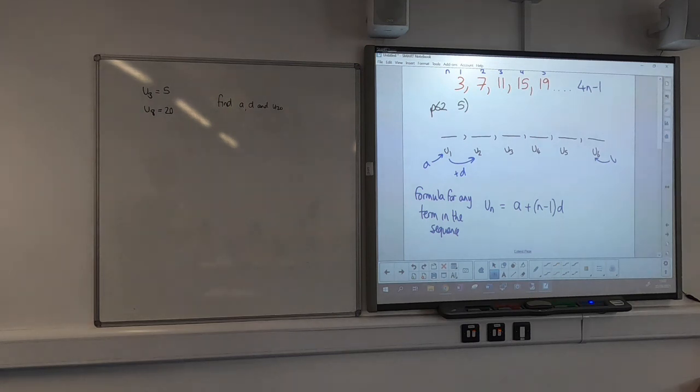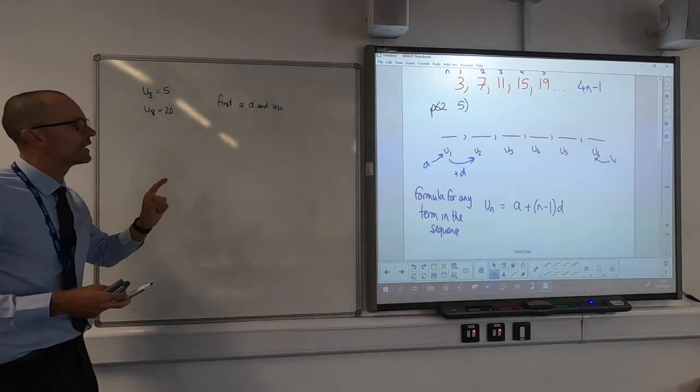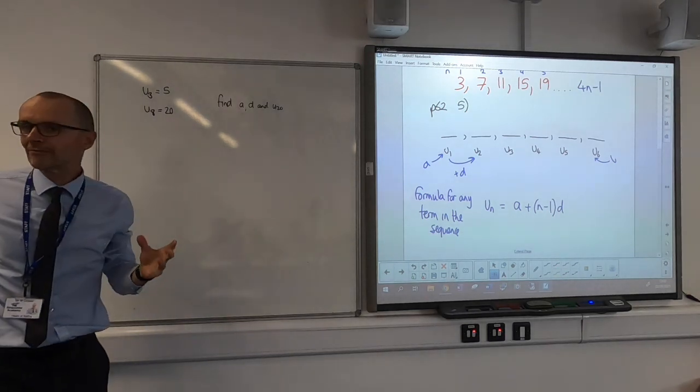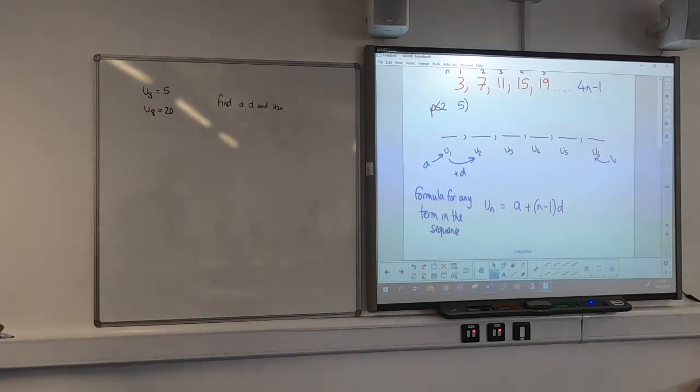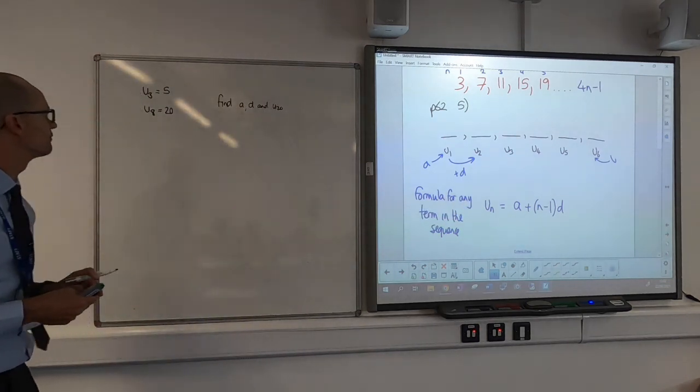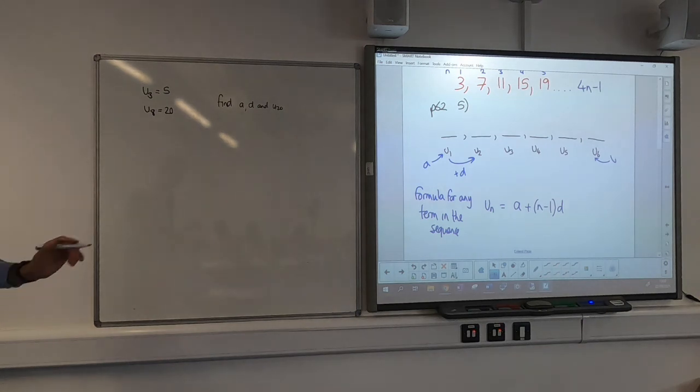So I'm going to solve this problem twice, once using my picture approach and once using the formula. And you can be the judge as to which you prefer. Here's my picture approach.